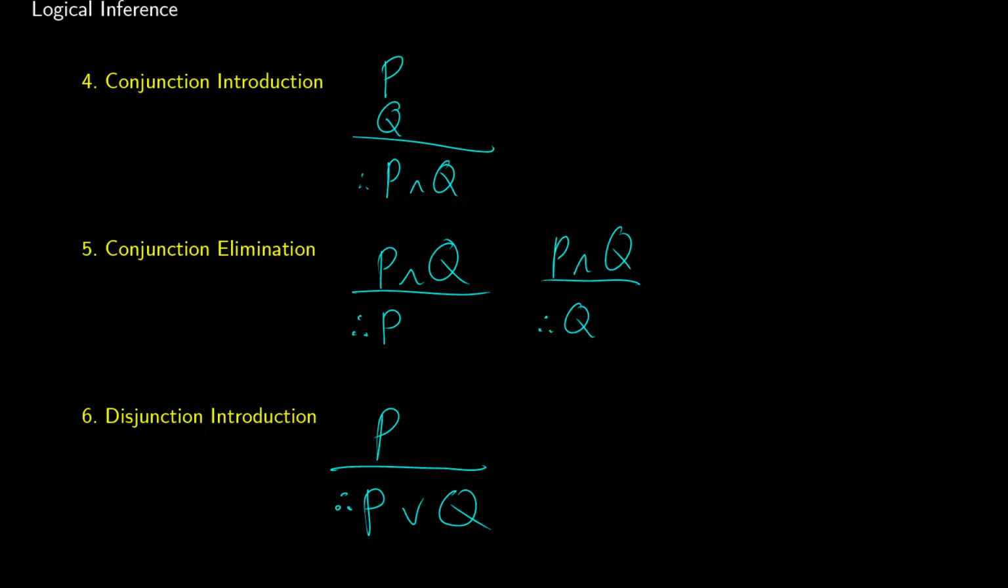Now, why would you ever want to do this? Well, imagine I told you that if you have P or Q, you get S, and you have P. Well, you need to somehow get this in order to use modus ponens to figure out what S is. So you would use disjunction introduction in order to get S out of it.